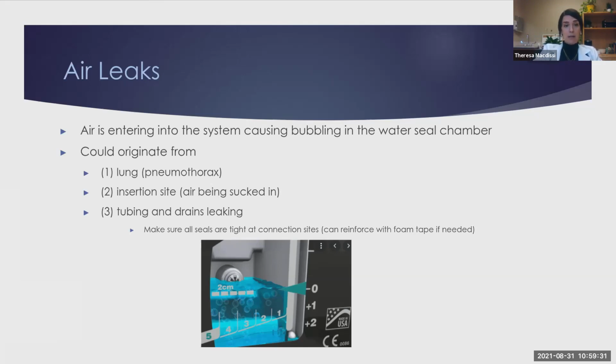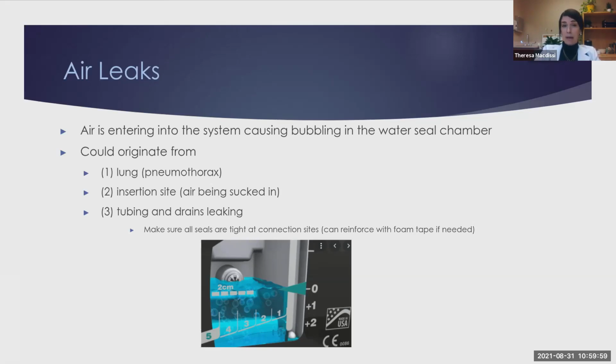Or three, it could be that there's some problem with your tubing or drainage. So where the patient's thoracic tube gets connected to the manufactured tubing for the drainage system, maybe that needs to be reinforced with some foam tape. Maybe you've got to check where your suction is getting hooked to the wall, where suction is getting hooked to your actual drainage system. You want to make sure all of those seals are tight.